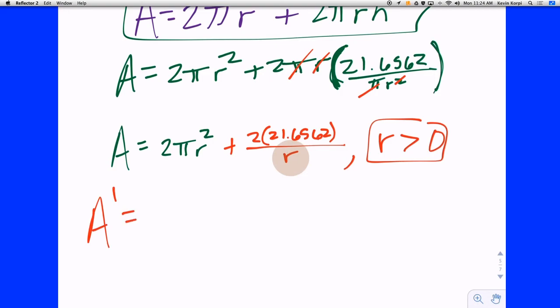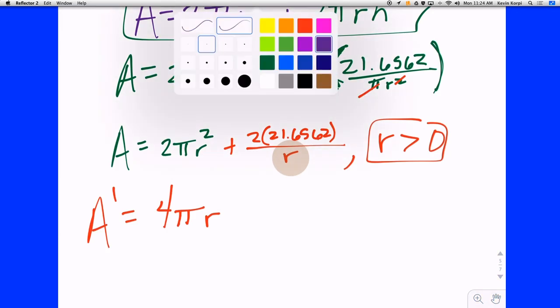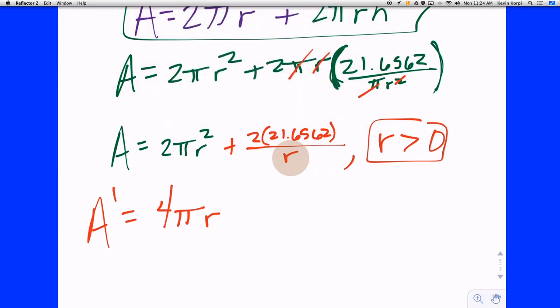So the derivative of 2 pi r squared is 4 pi r to the first. And again, the second term, it's really r to the negative first. So we'll do it together in our head. R to the negative first. When we do the power rule, we get negative 2 times 21.6562 r to the negative second, which then we slide back down here and we get r squared.